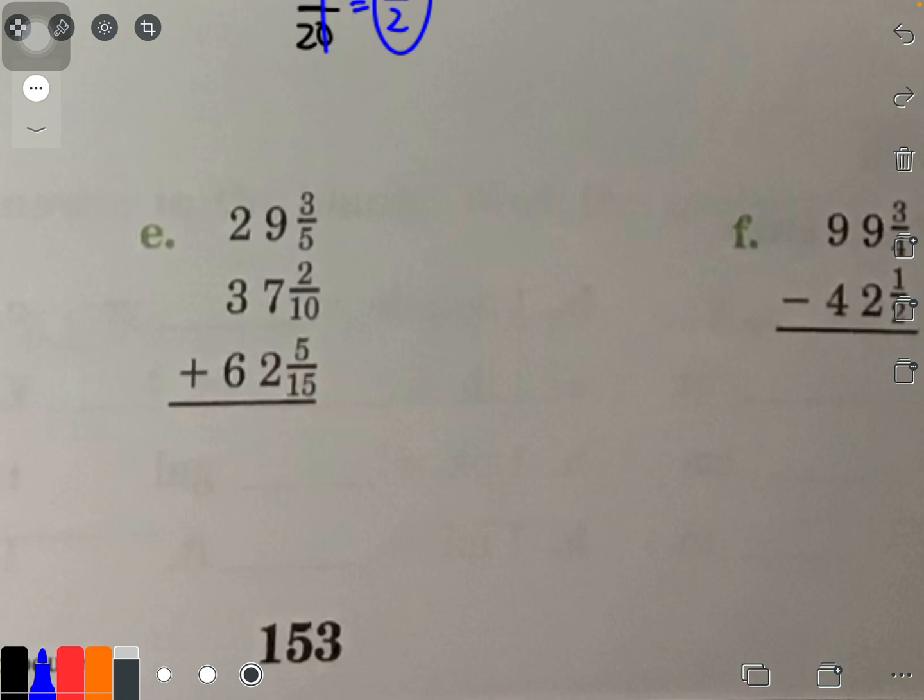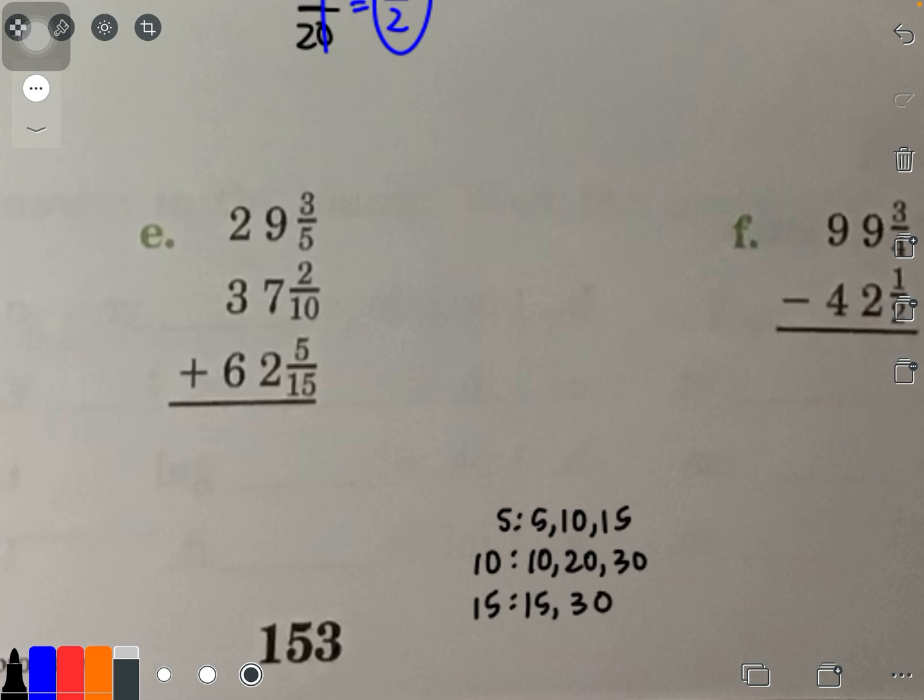So, definitely different denominators. On scratch paper again, I'm going to list the multiples of 5: 5, 10, 15. The multiples of 10: 10, 20, 30. Multiples of 15: 15, 30. So far, I don't have anything in common, so I'm going to continue with the 5: 5, 10, 15, 20, 25, 30. Okay, I see something we have in common. We've got 30. So now, I'm going to put 30, 30, and 30.